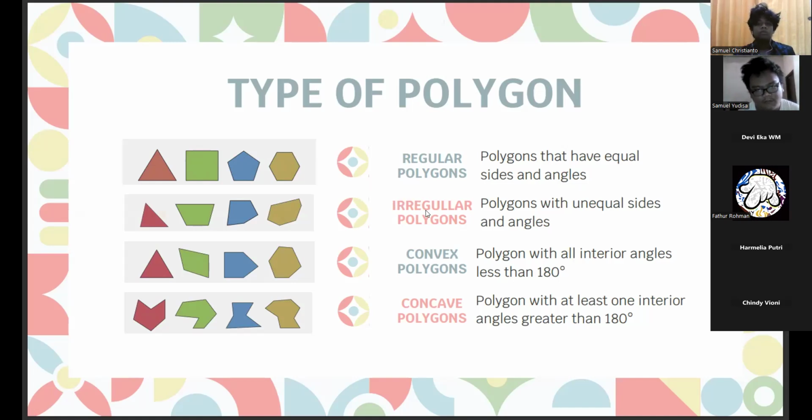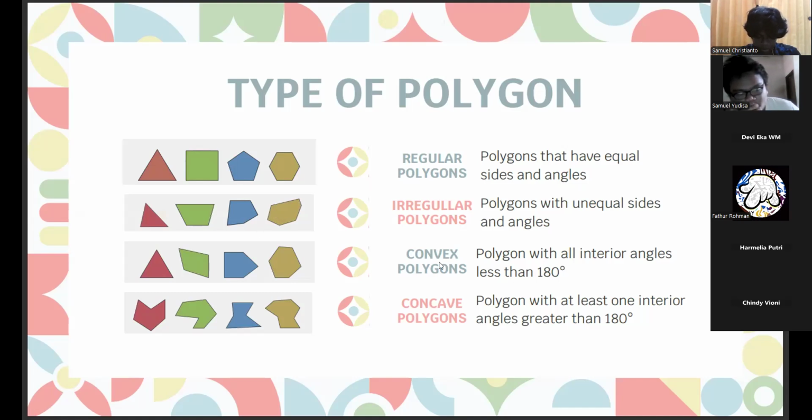The second type of polygon is irregular polygons. Irregular polygons are polygons with unequal sides and angles. This is an example of irregular polygons. The three sides are not equal, and the angles are also not equal. Same as for this quadrilateral, the four-sided shape, this five-sided shape, and this six-sided shape.